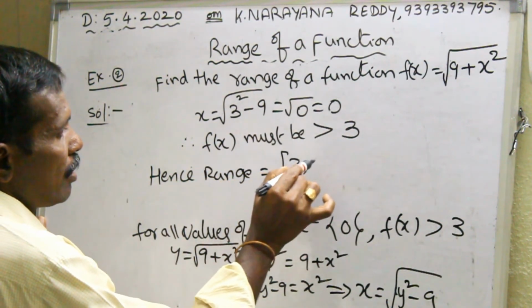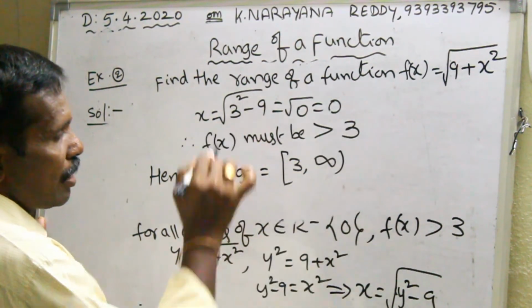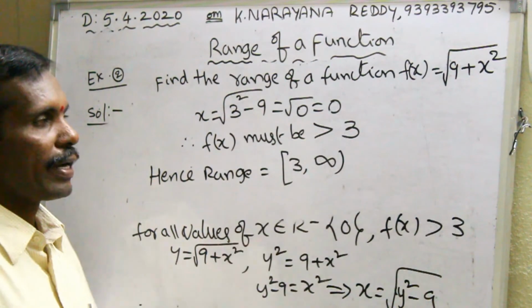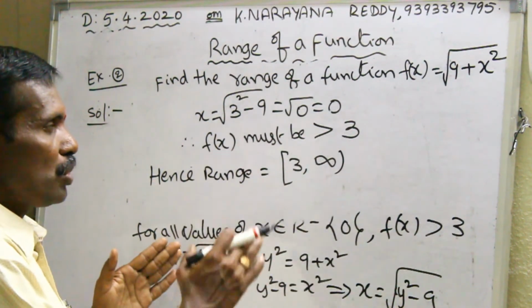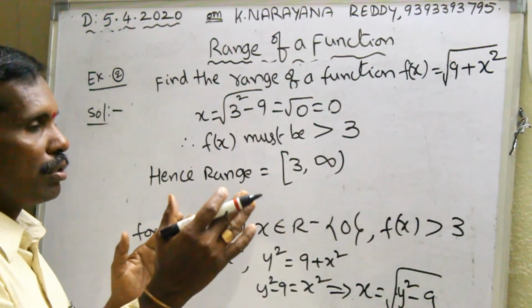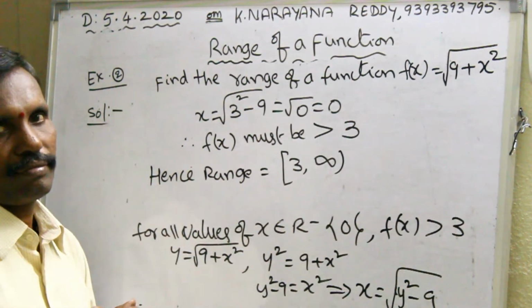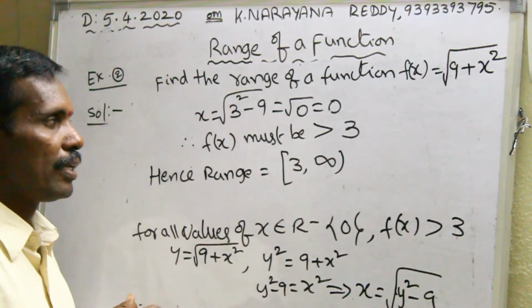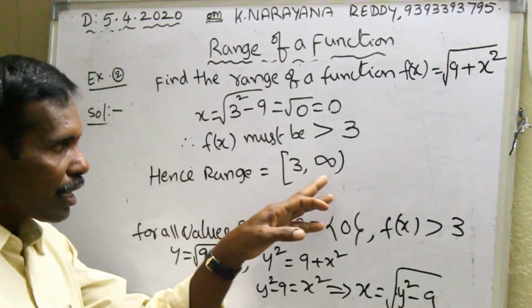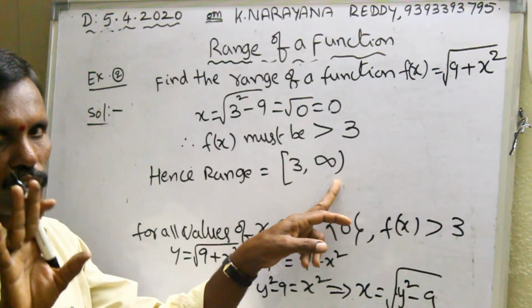3 to infinity. Infinity is not a closed bracket, it is an open bracket. Why? Because the values will not reach infinity. Those are less than infinity. That is why we use an open bracket. We don't take a closed bracket here. That is an important point you have to observe.